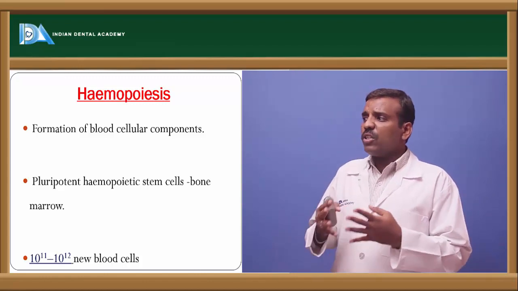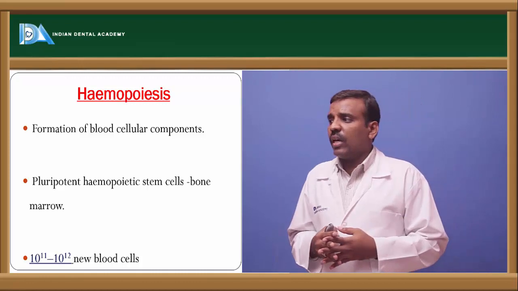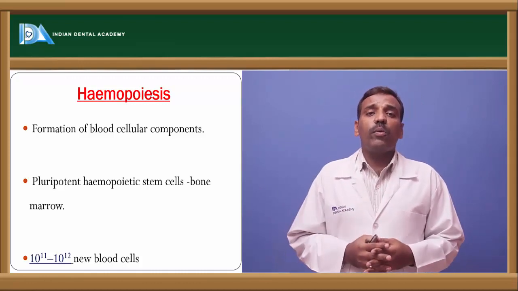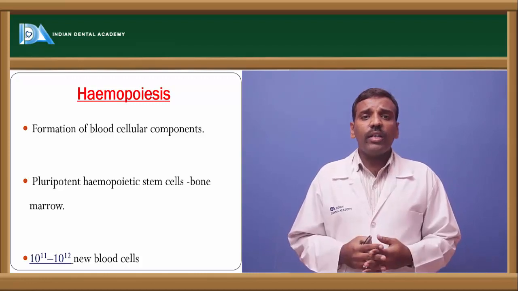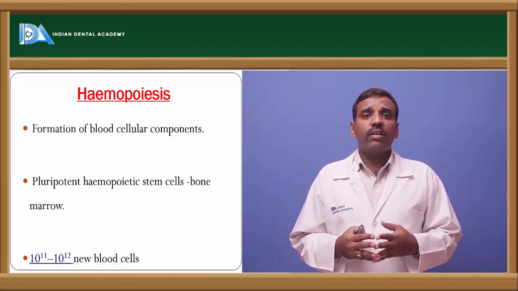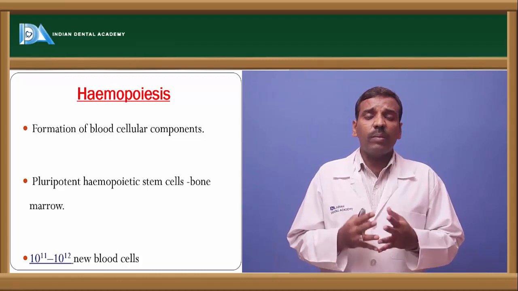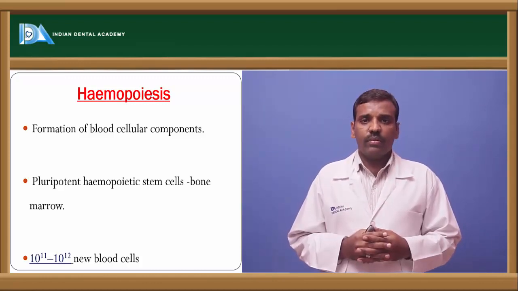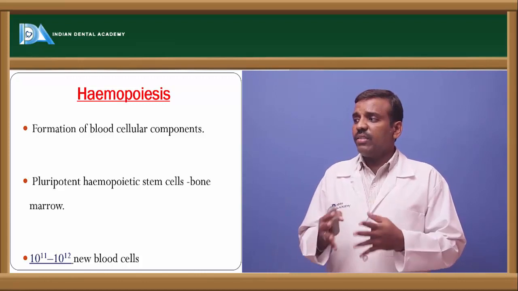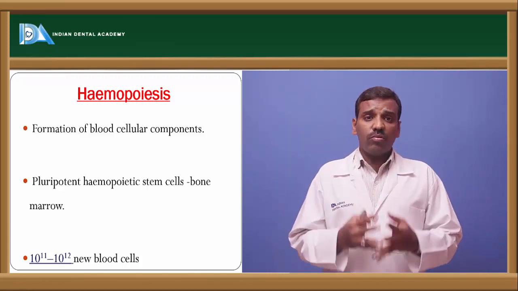And the formation of the blood cell components is by the pluripotent hemopoietic stem cell. The pluripotent hemopoietic stem cell gives rise to a stem cell which is committed for the blood cells. And this cell is about 20 microns.